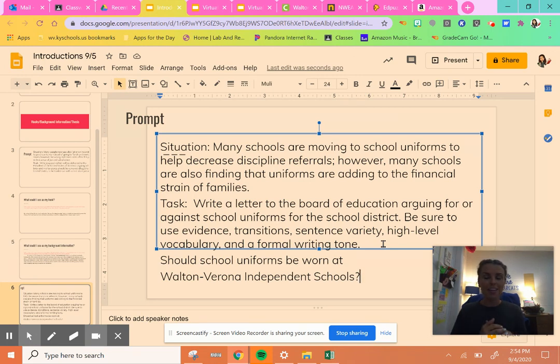Also great to know. So it might say something like, school uniforms should be worn at Walton Verona Independent Schools because, or school uniforms should not be worn at Walton Verona Independent Schools because, and then I need to give 3 reasons. So that's my priority right now, is I want to come up with something that would say like, school uniforms should be worn at Walton Verona Independent Schools because saves money, saves time, saves the planet. Don't use those 3 reasons unless that's actually going to work.